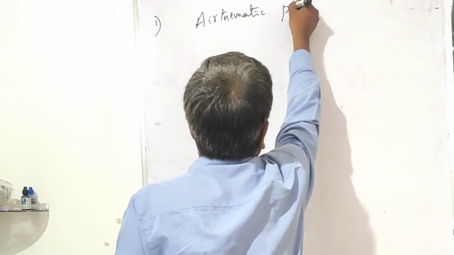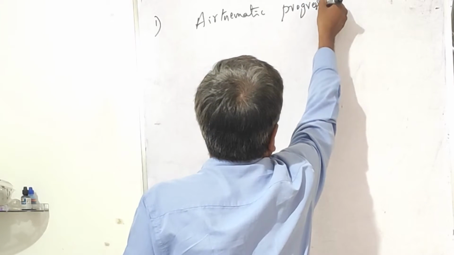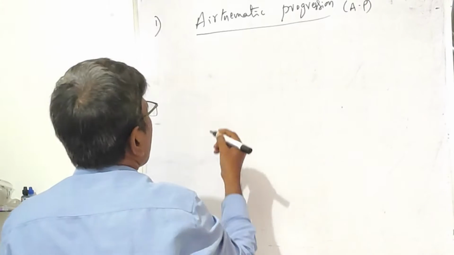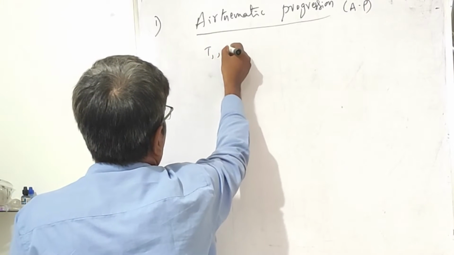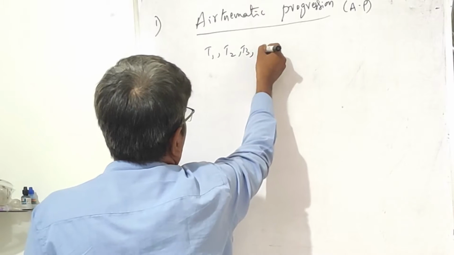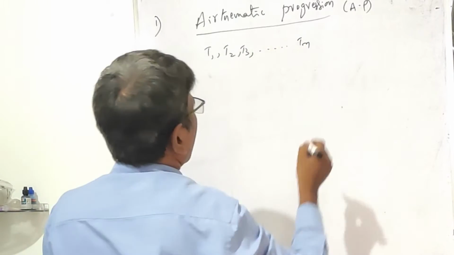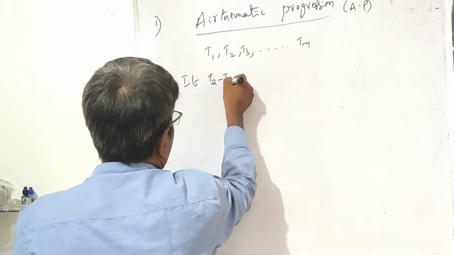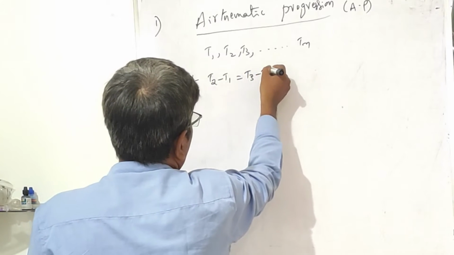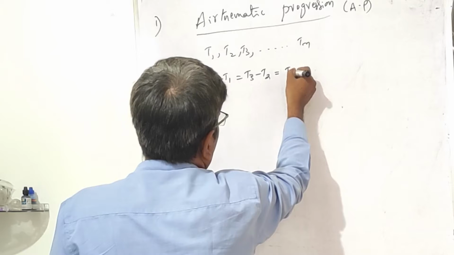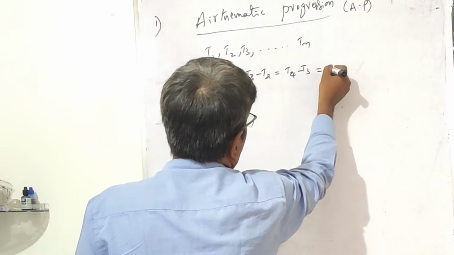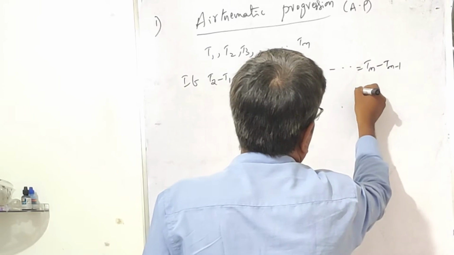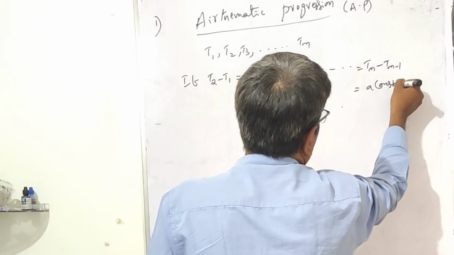That's a very useful formula. We call it AP. What is meant by AP? This one is T1, T2, T3, and so on, Tn. The numbers are in some series like this. If T2 minus T1, T3 minus T2 equals T4 minus T3, and so on, up to Tn minus T(n-1), it is a constant always.